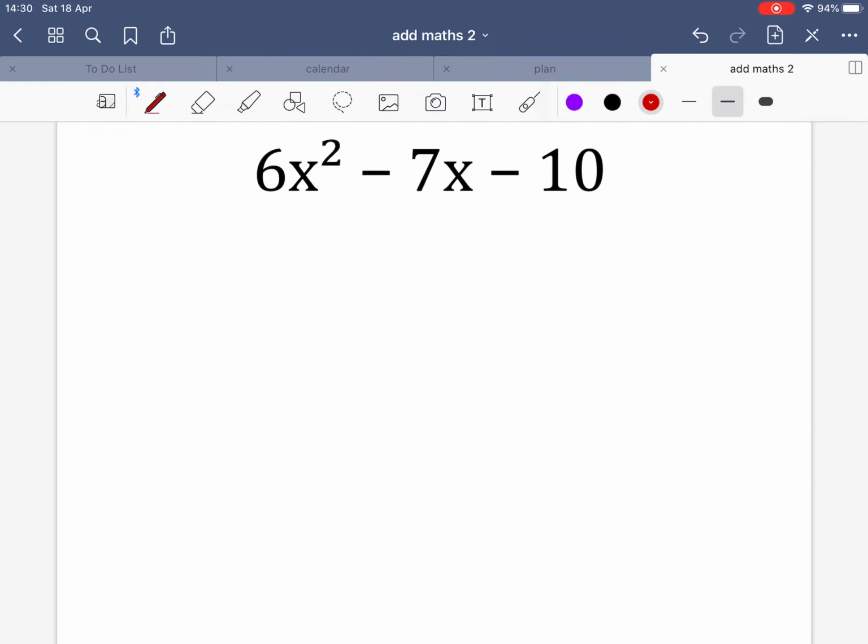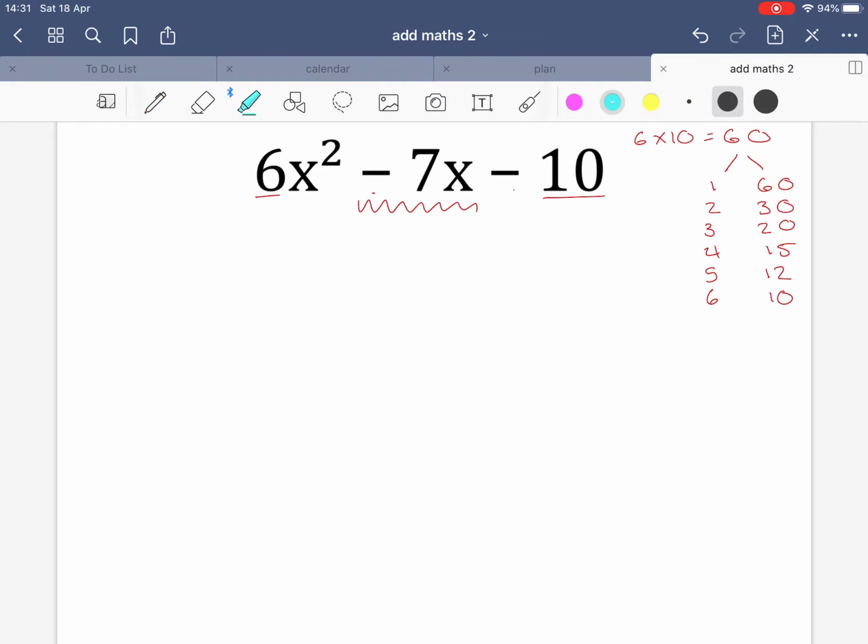Okay, last one. So again, I've got 2 negatives in this one, that's why this one's a little bit different. So I need to do my 6 times my 10. So 6 times 10 is 60. I need the factors of 60 that add up to make minus 7. So 1 and 60, 2 and 30, 3 and 20, 4 and 15, 5 and 12, and 6 and 10. You don't have to write down all your factors if you don't want to. I like to, just in case there's two answers and I have to think about which one is the correct one.